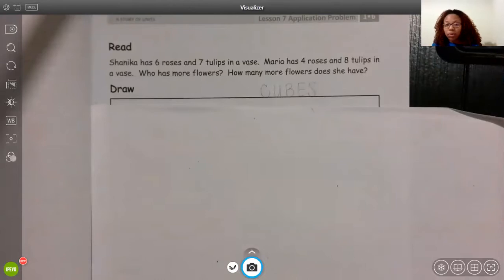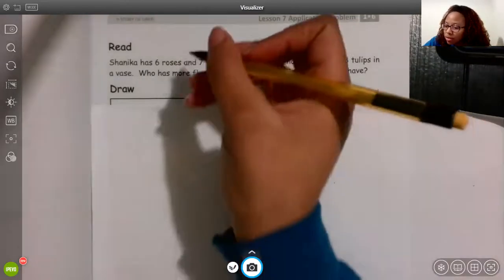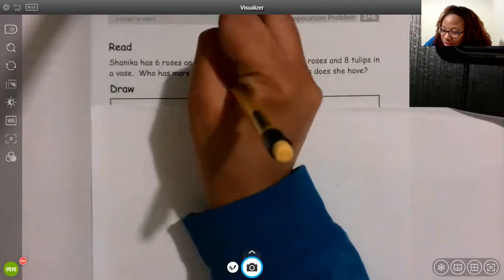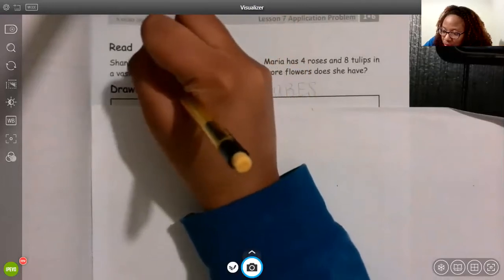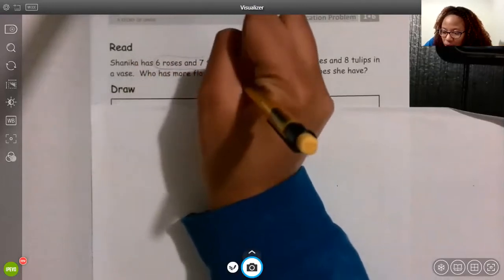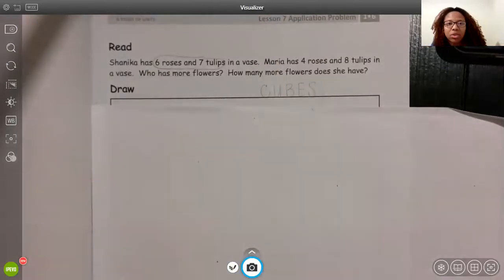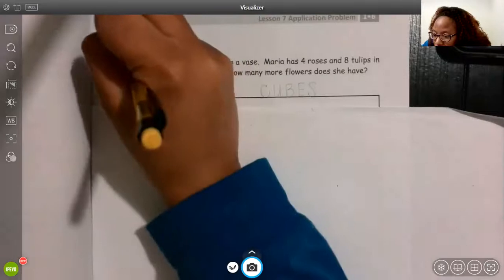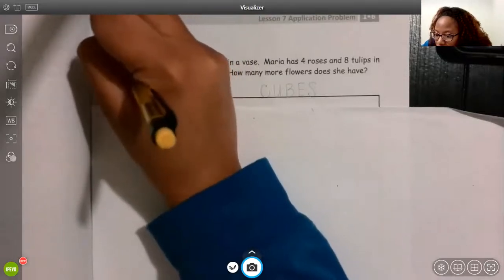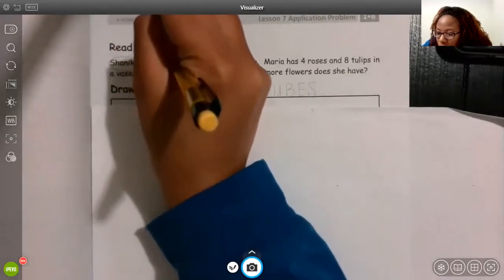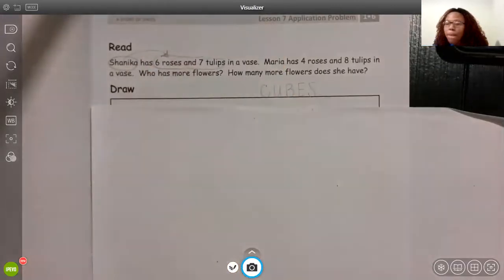So for C, what key numbers or labels did you circle? All right, I heard someone say 7 tulips and 6 roses. So you're correct. I will circle that. And who has 6 roses and 7 tulips? Shanika. So let's be sure we circle her as well. And don't forget to draw an arrow. What's next?